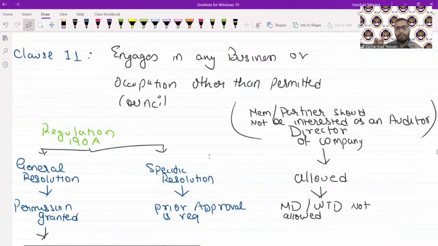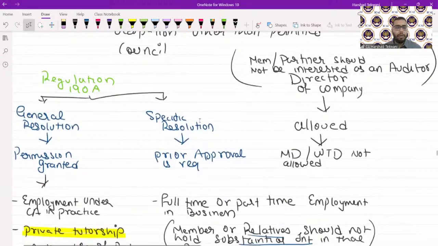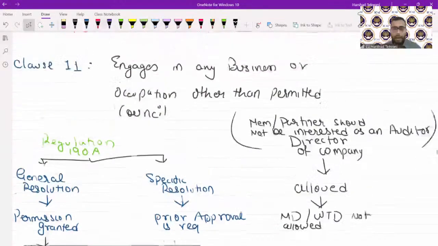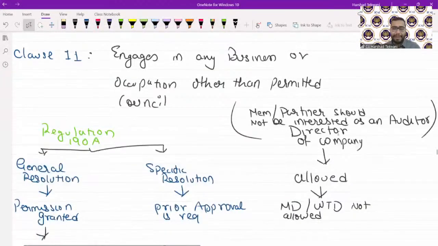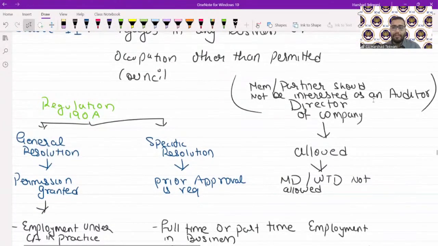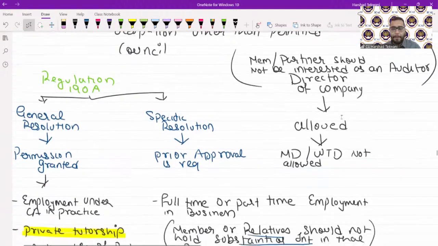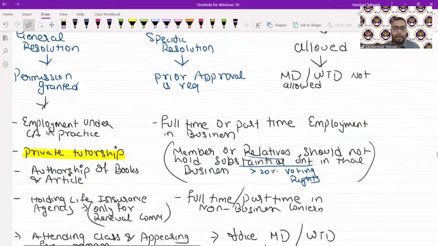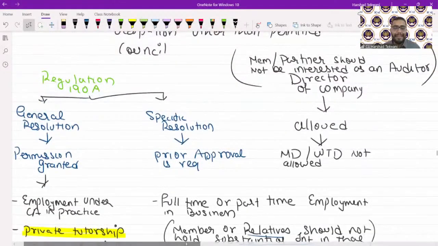Remember clause 11 we discussed: a member in practice engages in any other business or occupation other than the permitted by council. There are two things: general resolution, special resolution, regulation 198, and members in practice or partners should not be interested as an auditor and director of a company. They were not allowed for MD or WTD, whole-time director or managing director. Remember something we discussed in previous lectures?